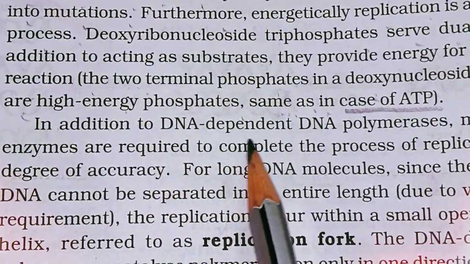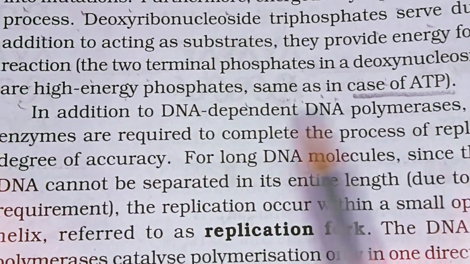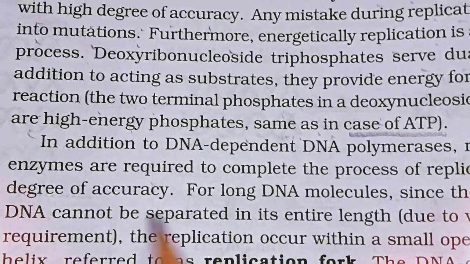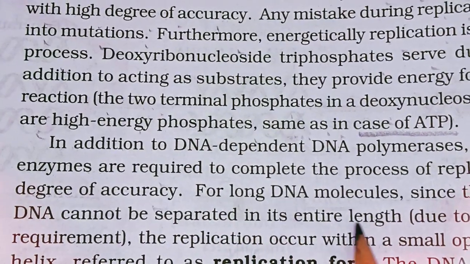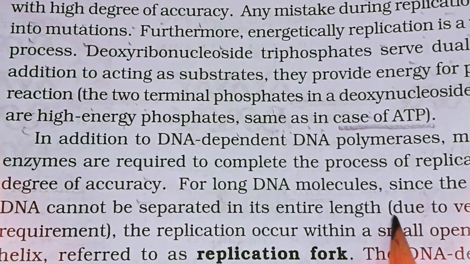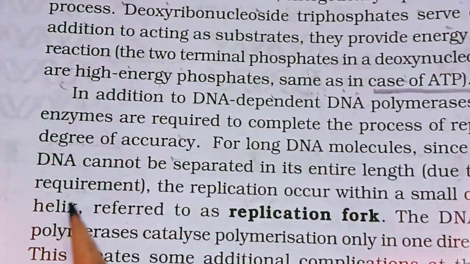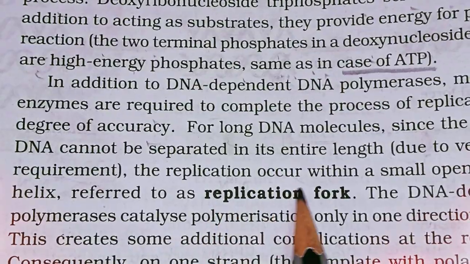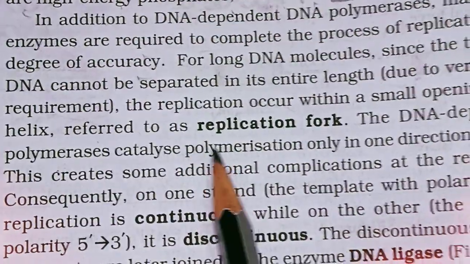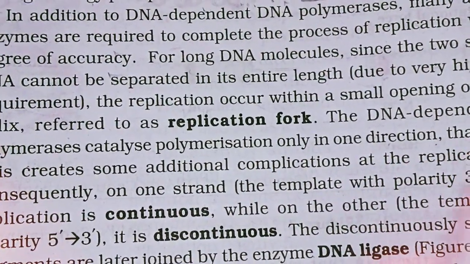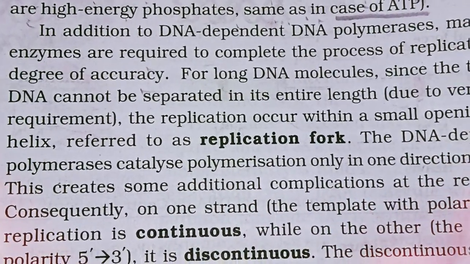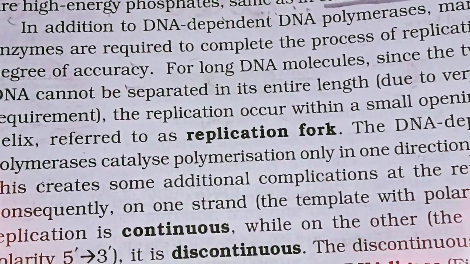In addition to the DNA-dependent DNA polymerases, many additional enzymes are required to complete the process of replication with a high degree of accuracy. For long DNA molecules, since the two strands cannot be separated over their entire length due to very high energy requirement, the replication occurs within a small opening of the DNA helix, referred to as the replication fork. The DNA-dependent DNA polymerases catalyze polymerization only in one direction, that is 5' to 3'.